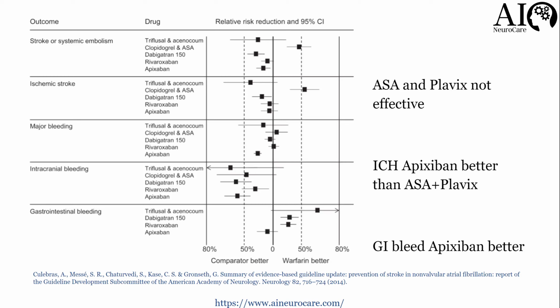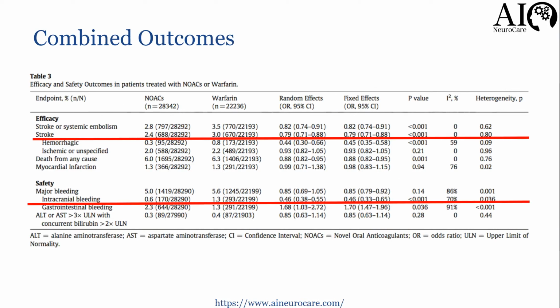So if you look at the ischemic stroke, let's come to the intracranial bleeding. If you come to the intracranial bleeding portion, you can see that dabigatran, apixaban, and of course aspirin and Plavix are better than warfarin. However, apixaban and dabigatran both show significant safety from intracranial bleeding as compared to warfarin. So for combined outcomes, you can see that intracranial bleeding and stroke are both statistically significant when you do the meta-analysis of all three studies combined into one.